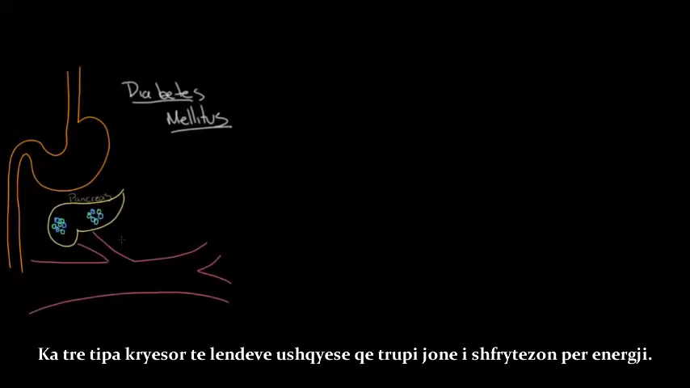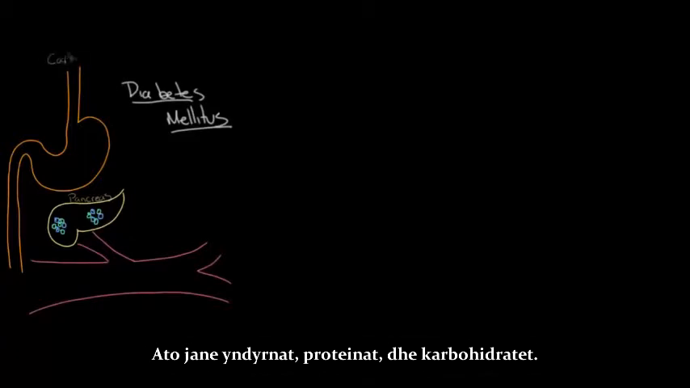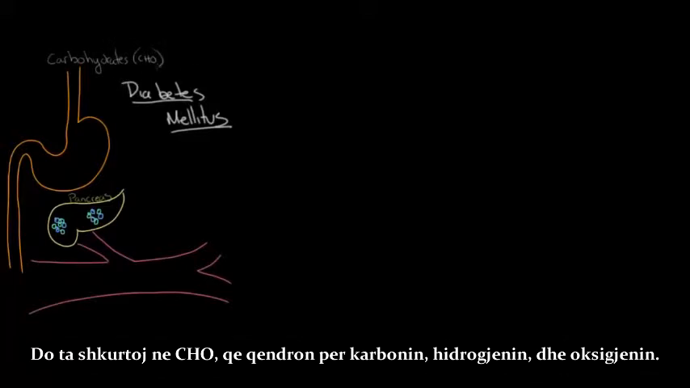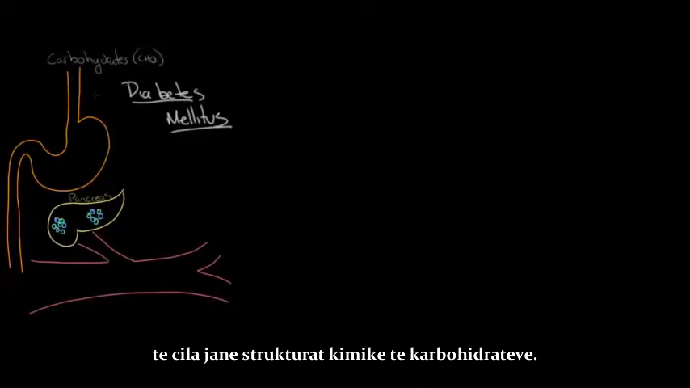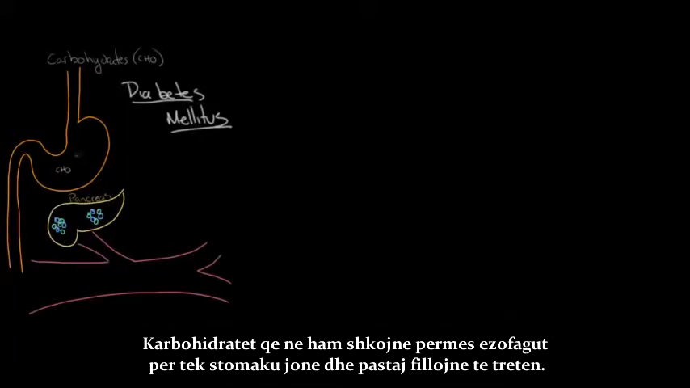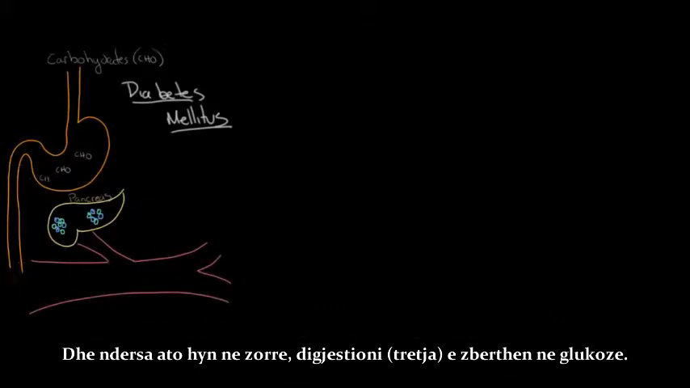There are three major types of nutrients that your body uses for energy. There's fat, protein, and carbohydrates. And we're going to be focusing on carbohydrates. I'm going to just abbreviate that CHO, which stands for carbon, hydrogen, and oxygen, which is the chemical makeup of carbohydrates. So the carbohydrates that we eat go through our esophagus and into our stomach, and they start to get digested. And as they enter into the intestines, they're digested down into glucose.